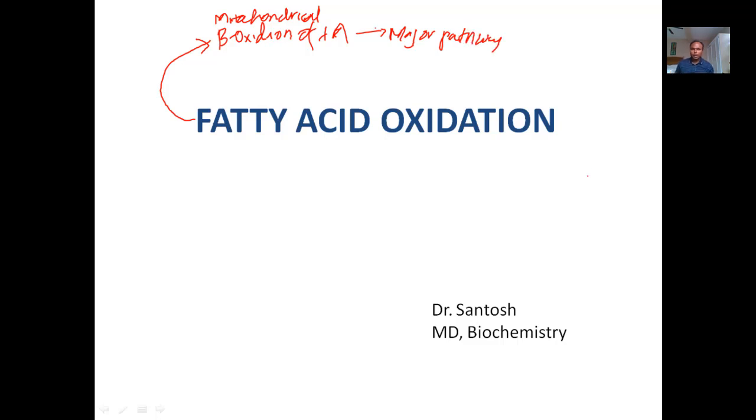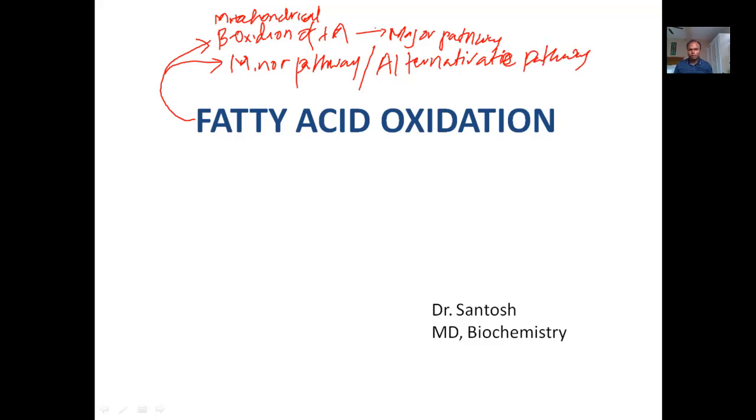and then the minor pathways, or alternative pathways. We will talk about these minor or alternative pathways later. First we will mainly focus on beta oxidation of fatty acid, mitochondrial beta oxidation.